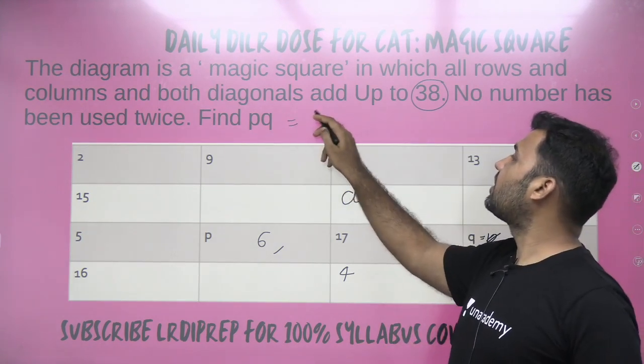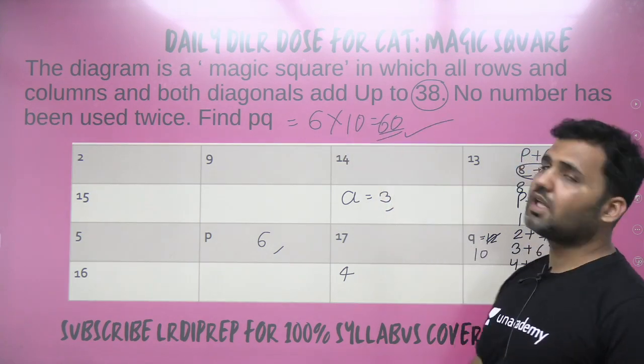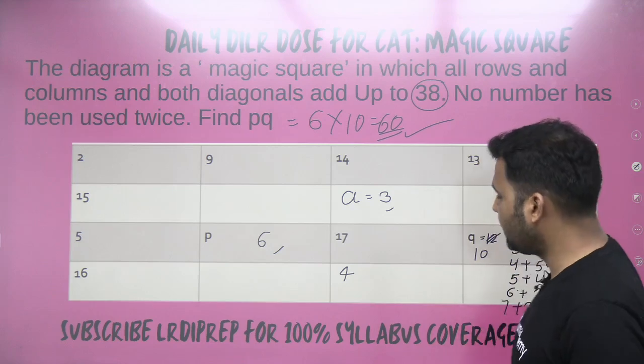So that's why you can straight away answer the question as 6 into 10, that is equal to 60. So 60 would be the answer of this question. P into Q is what we are supposed to find out.